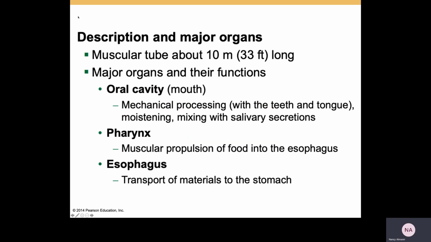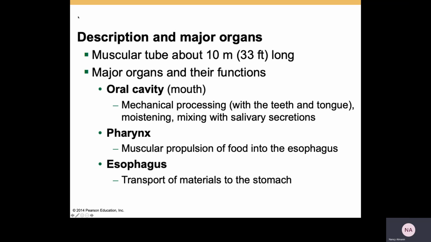Before we get to the mouth, we're going to mention each of the major structures of the GI tract. It is a muscular tube that's approximately 25-ish to 33-ish feet long. Major organs in order, and their functions in order, will be the oral cavity, fancy word for mouth. Mechanical processing occurs here. Please remember, when we talk about mechanical processing, we are talking about taking large particles and breaking them down into smaller ones.